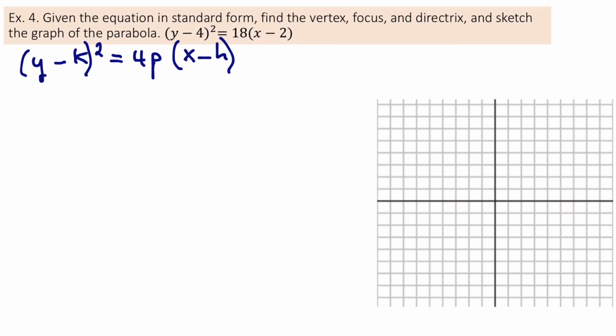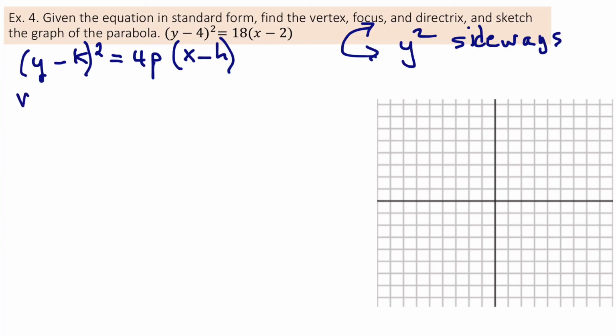So this has a square on the y. If you've got a square on the y, that means you've got a sideways parabola. And I look at my sign here to see which way it's going. This is a positive, so it's going to go in the positive x direction. So I know that my graph is going to be looking like this when I'm done here.